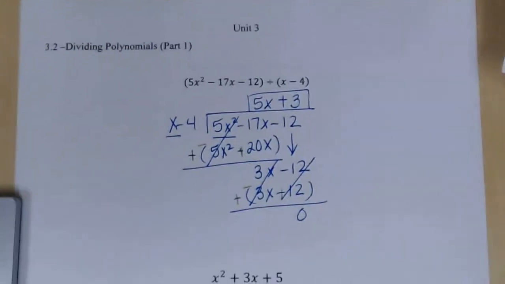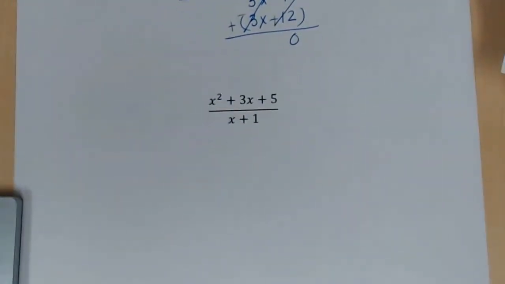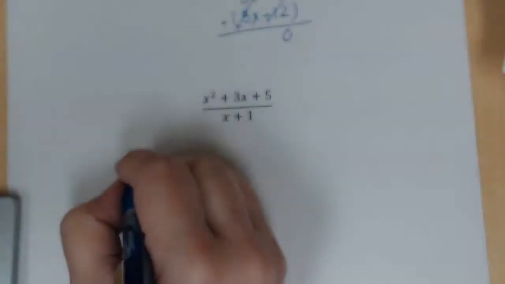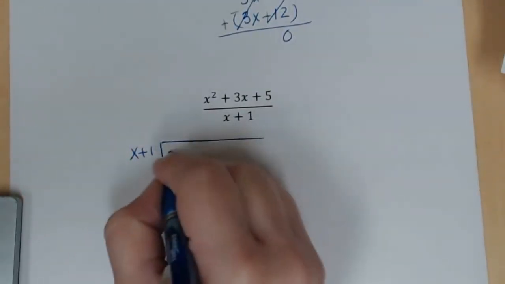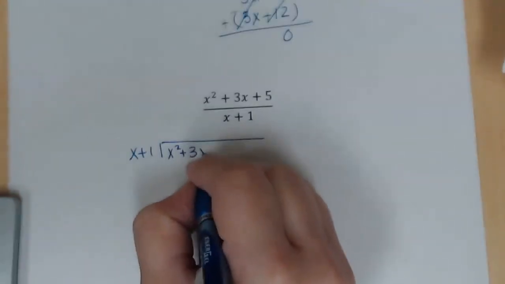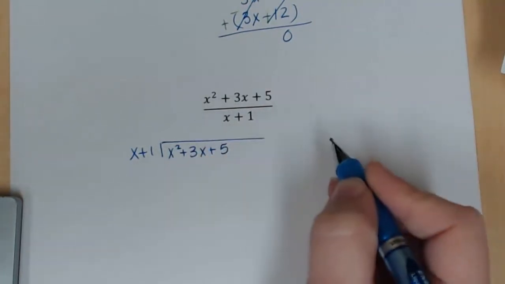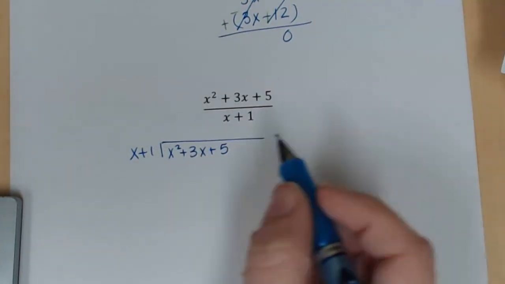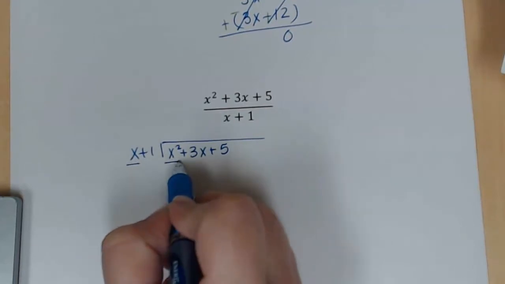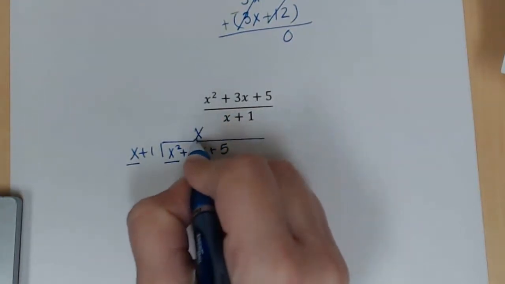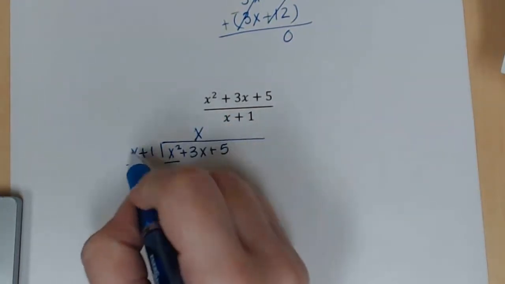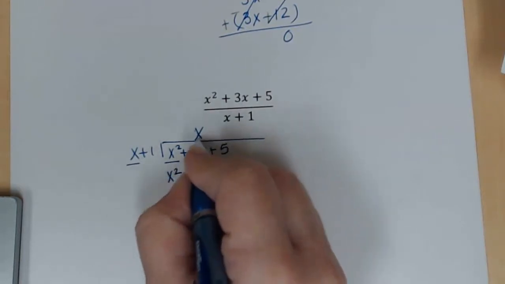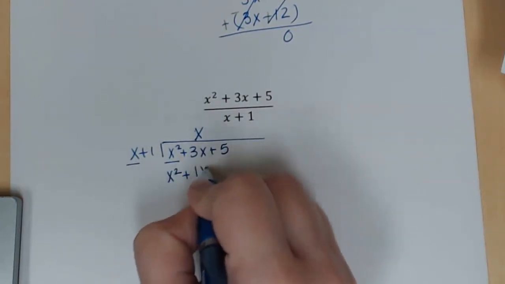Let's do one that doesn't have a remainder of 0. Let's look at this one. So setting it up, x plus 1 is going to go out front. X squared plus 3x plus 5 is going to go underneath. Now I'm going to start comparing. X times what would give me x squared, and that would be x. Then I'm going to multiply. X times x is x squared. X times 1 is plus 1x.